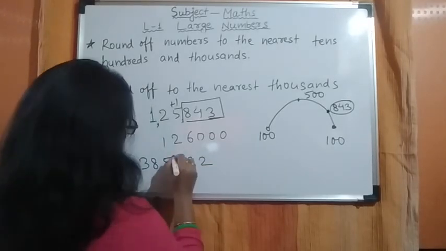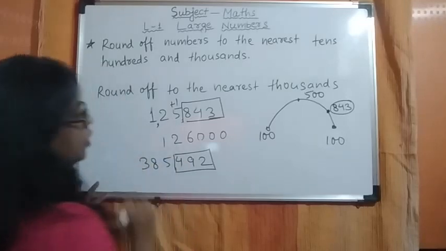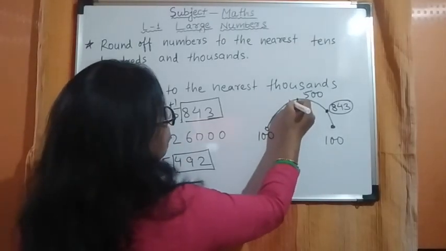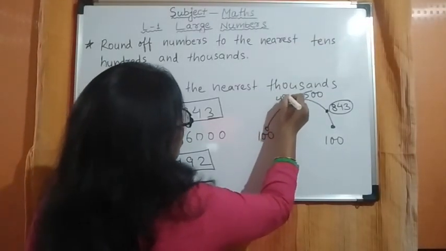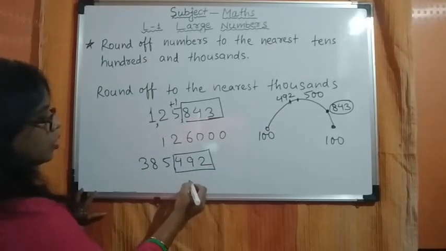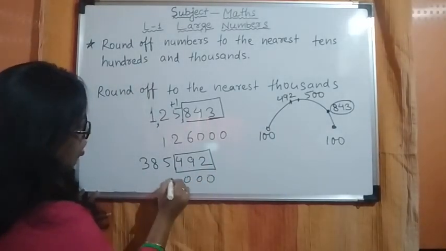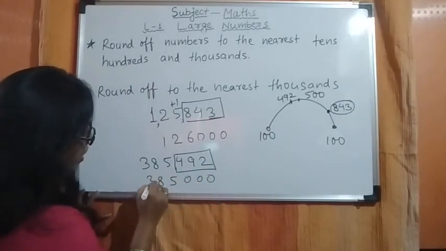Now take one more example, 385,492. So here it is 492. 492 will come before 500. Before 500. So here it will be 0, 0, 0 and the remaining number will be as it is.